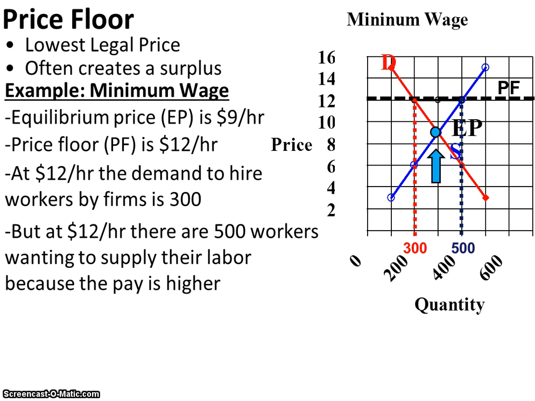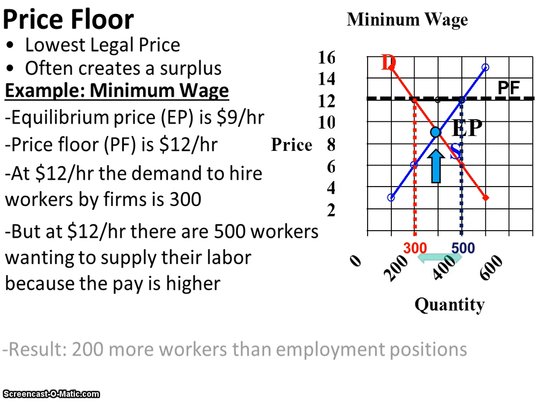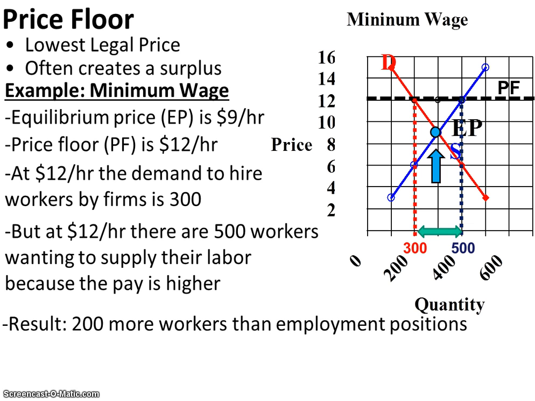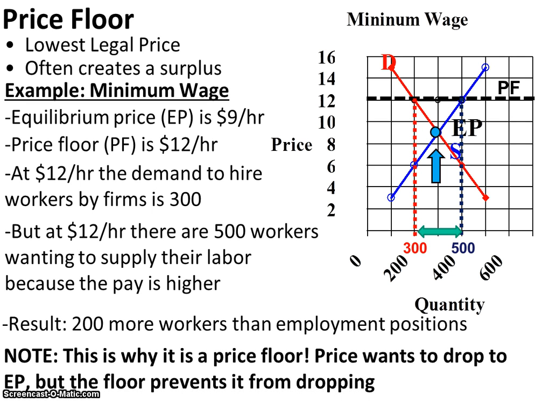But at $12 an hour, there's going to be 500 people wanting to supply their labor because the pay is higher. The workers on this side are on the supply side because they have the labor to supply to the firms, to the businesses. The result is there's going to be 200 more workers looking for employment when those positions aren't available. That is going to create a surplus. There are going to be a lot of workers looking for work that are not going to be able to find work because there are 200 fewer employers willing to hire.